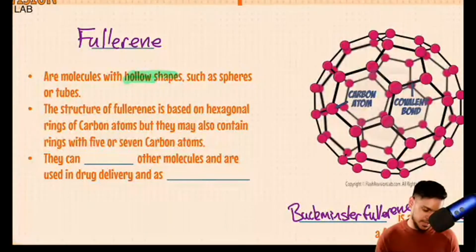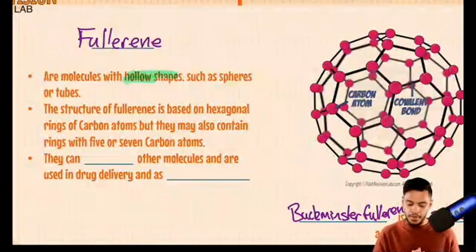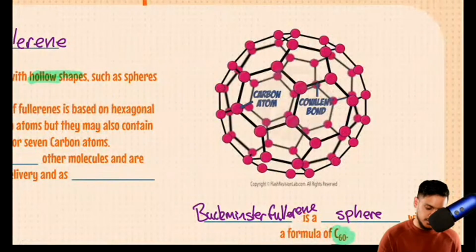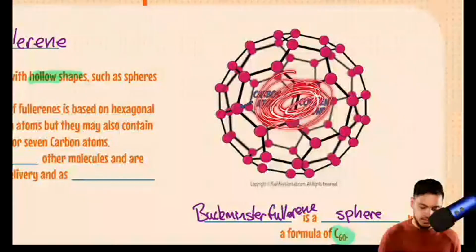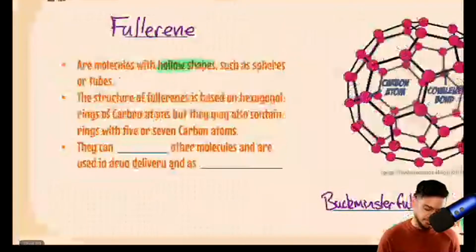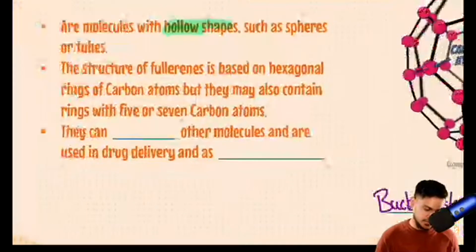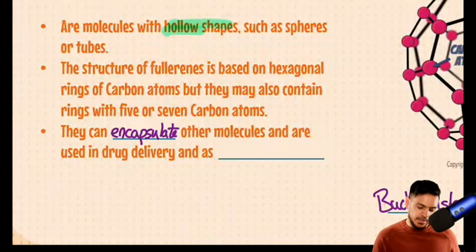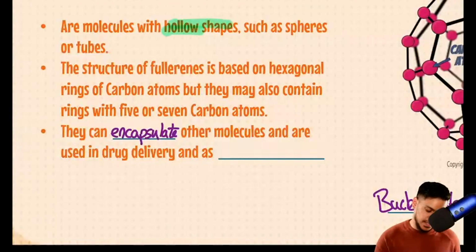The structure of the rings is based on hexagonal rings of carbon atoms, but they may also contain rings with 5 or 7 carbon atoms. They can encapsulate, which basically means they can cover other molecules. If you wanted to transfer some sort of medicine or drug, you can encapsulate it in the middle of this ball and then deliver it into the body. That's what makes them quite useful. So they can encapsulate other molecules and are used as industrial catalysts.